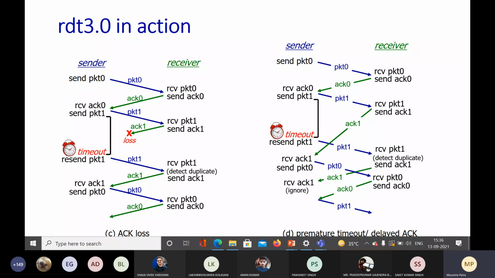So what does this mean? The sender is basically going to ignore the acknowledgement that it has received at this point, because now it is not waiting for acknowledgement for packet 1. It has received that. It is only waiting for acknowledgement for packet 0, and it will simply wait for that.